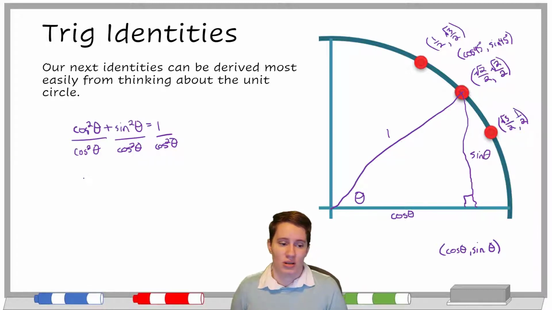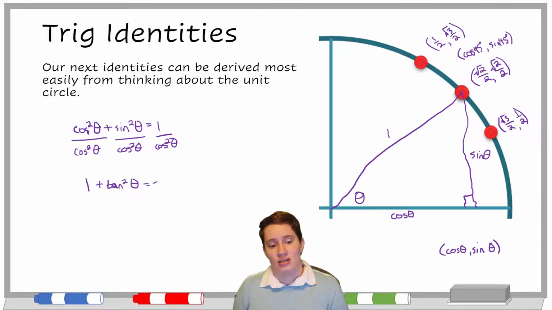Cosine squared divided by cosine squared would be 1. Sine squared over cosine squared would be tangent squared. And then 1 divided by cosine squared, we can use the reciprocal of cosine, which is secant, and get secant squared.